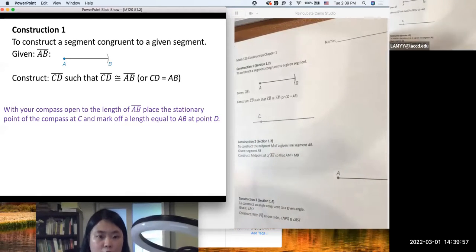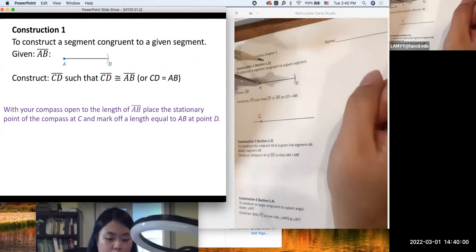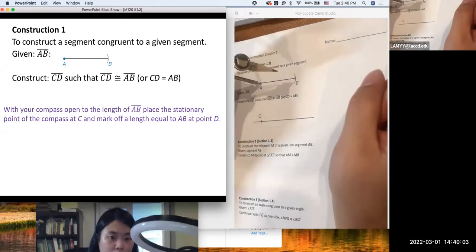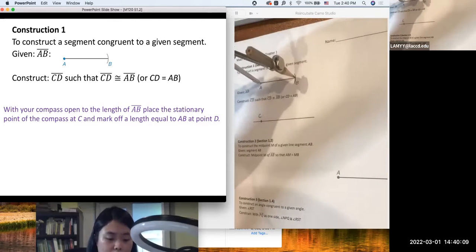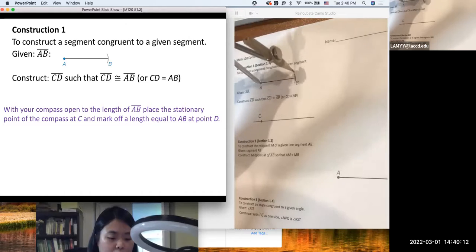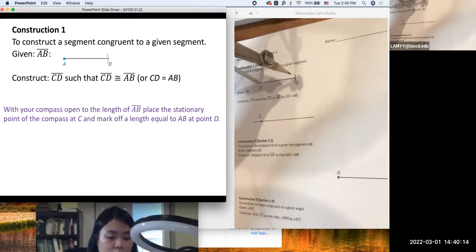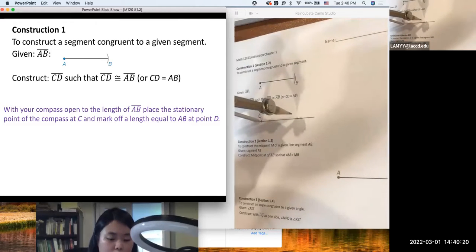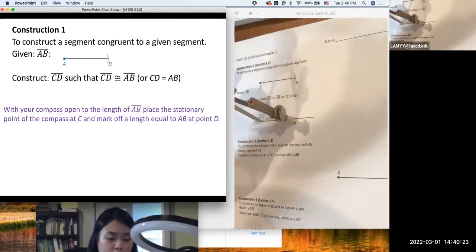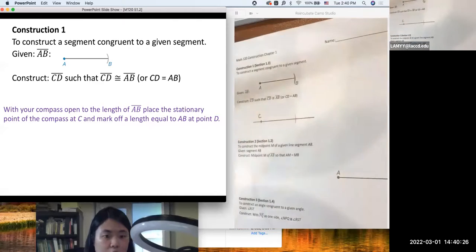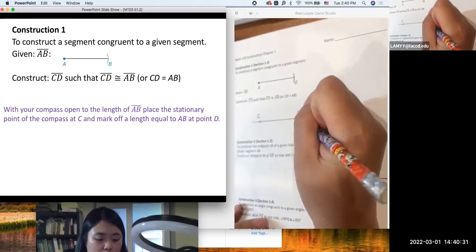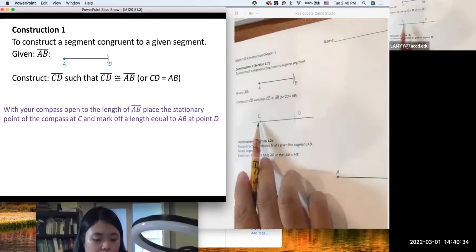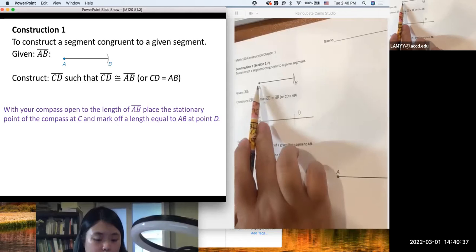Then one more time, hold the pointer on point A, and use the pencil to hit point B here. Then we're going to draw the arc. We keep this radius for the compass. Don't move it, and move it to point C. Do the same thing, drawing the arc. And this point here, we're going to call D. So we know that segment CD is congruent to segment AB.